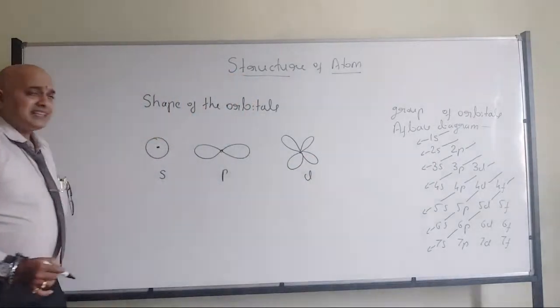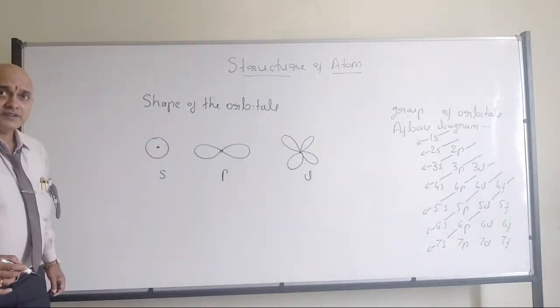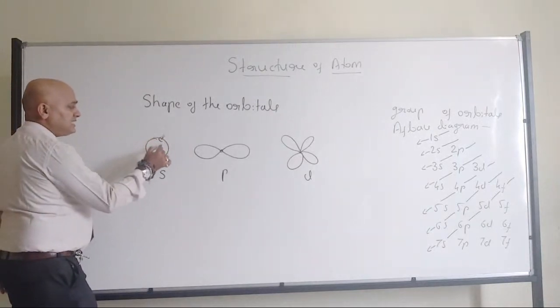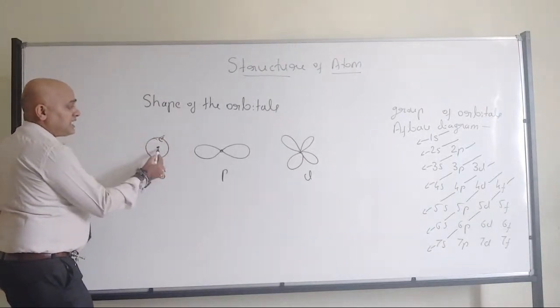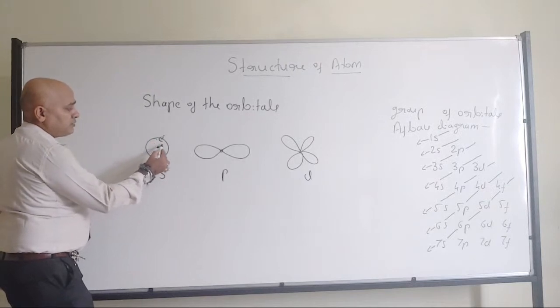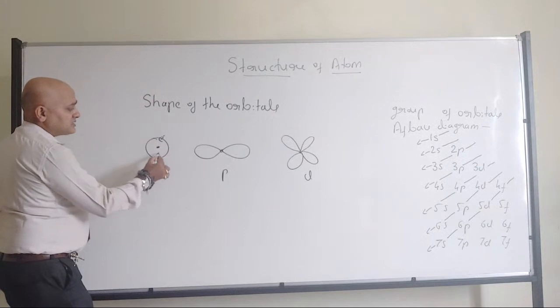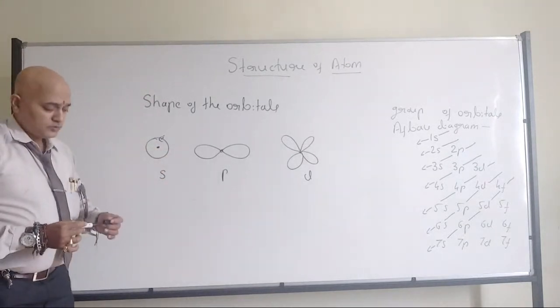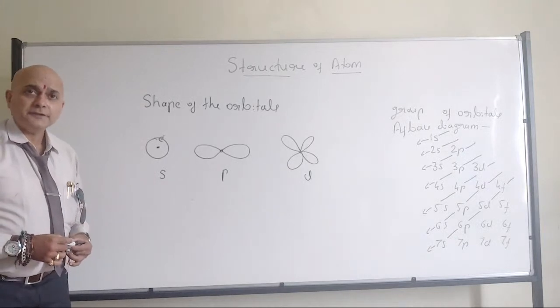Now, if I see these three orbitals or subshells, I can see that electrons present in the s subshell are at a constant distance from the nucleus. There is no variation. They are near to the nucleus at all times, close to the nucleus. All of you will agree?